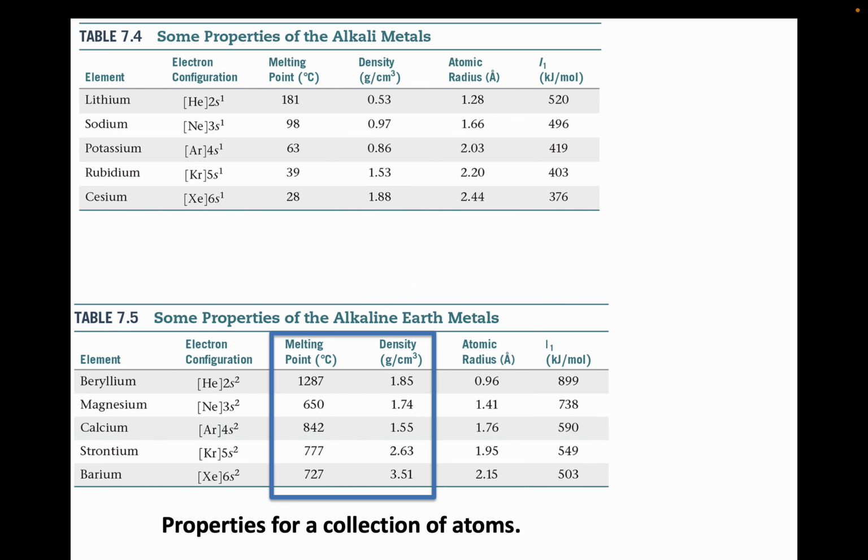Both of those are properties for a collection of atoms. When we say that a substance has a melting point, the atom itself is not melting. We're instead changing the arrangement of the atoms and considering how they could be arranged as a solid or a liquid. Turns out the density is the same thing. The density here refers to a collection of atoms, how the particular atoms are arranged in a solid.